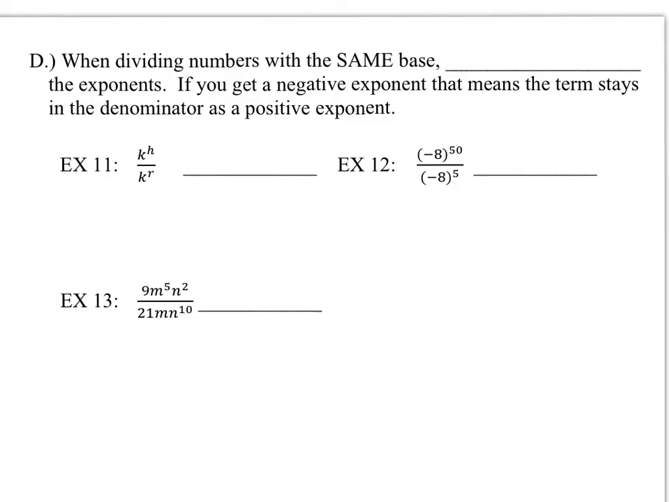So now when you're dividing numbers with the same base, you subtract the exponents. And if when you subtract, you get a negative exponent, that means that that term stays in the denominator. So for number 11, you have the same base. The base is k. You don't know what the exponents are, but if you did, you would subtract them. So this would just be k to whatever h minus r is.